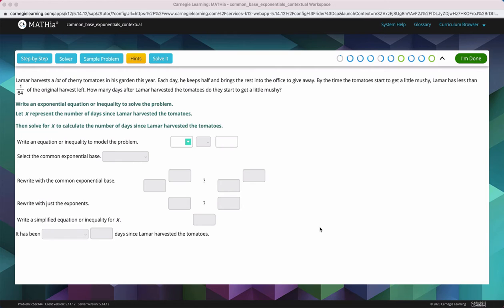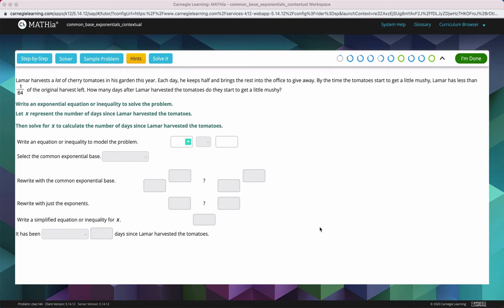Here we go. Lamar harvests a lot of cherry tomatoes in his garden this year. Each day he keeps half and brings the rest into the office to give away. By the time the tomatoes start to get a little mushy, Lamar has less than 1/64th of the original harvest left. How many days after Lamar harvested tomatoes do they start to get a little mushy?